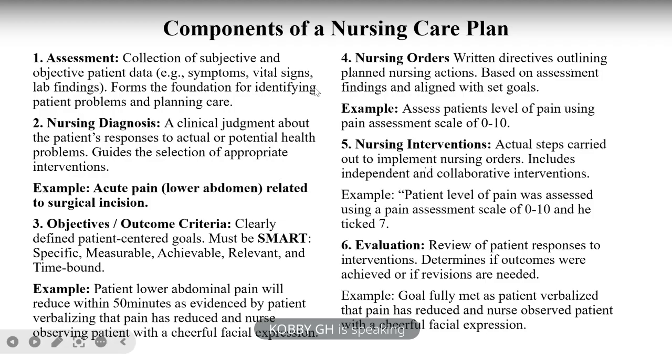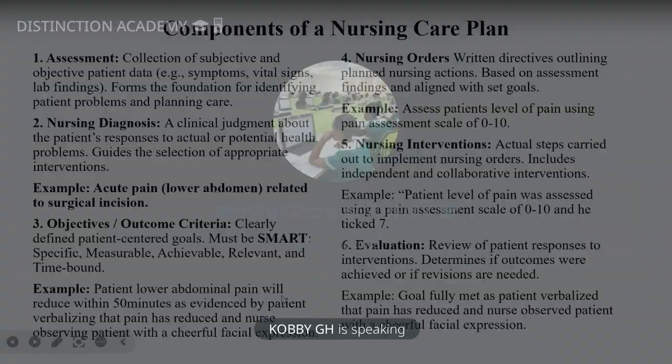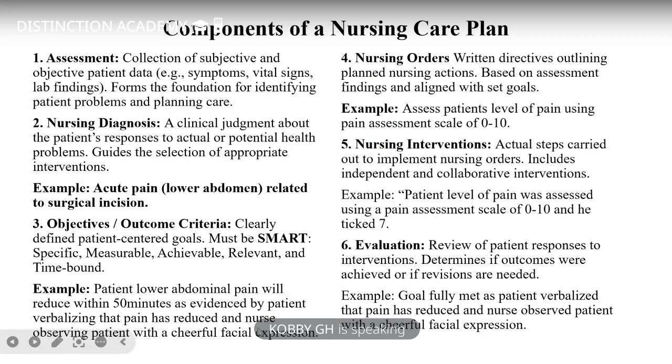Look at this objective. Patient's lower abdominal pain will reduce within 50 minutes, as evidenced by patient verbalizing that pain has reduced and nurse observing patient with a cheerful facial expression. Okay, you see, the goal or the objective is very specific. What do I want to achieve? Patient's lower abdominal pain will reduce. You see, it is specific. I didn't say patient's pain. I was specific. What pain? Patient's lower abdominal pain. That is what we mean by SMART.